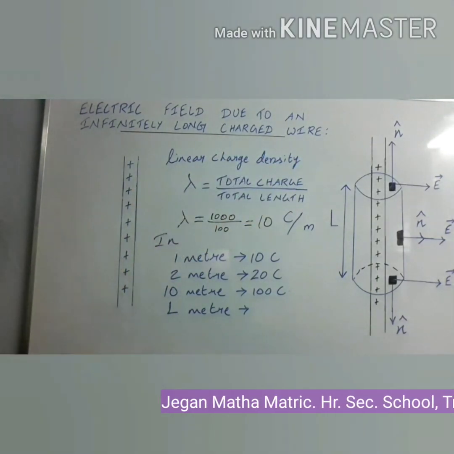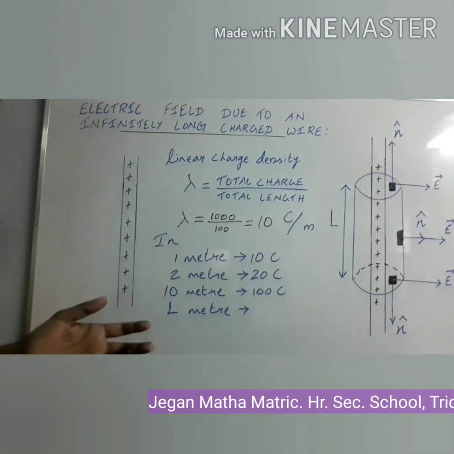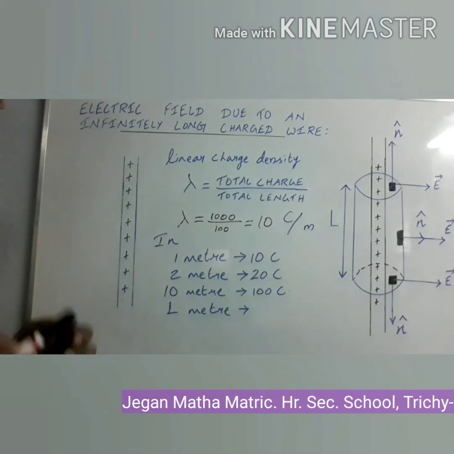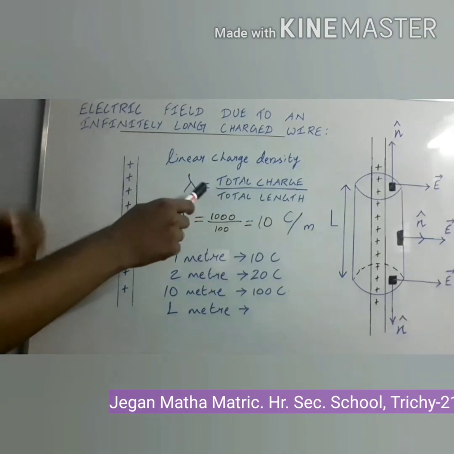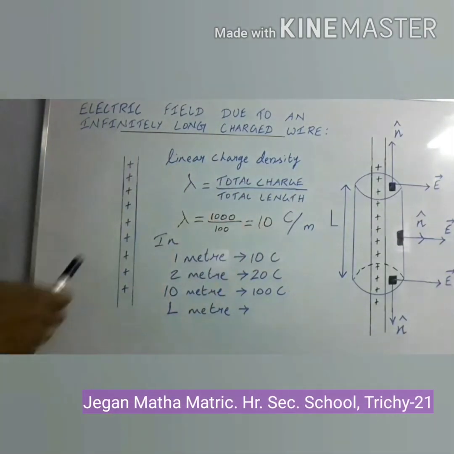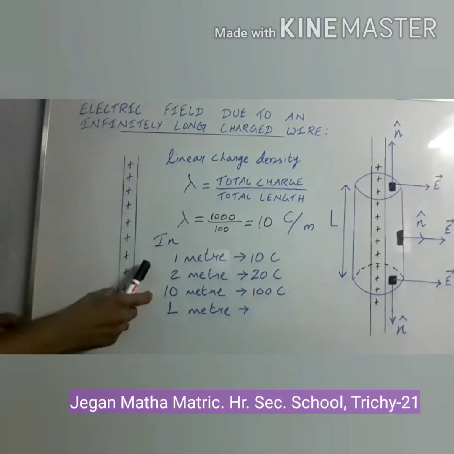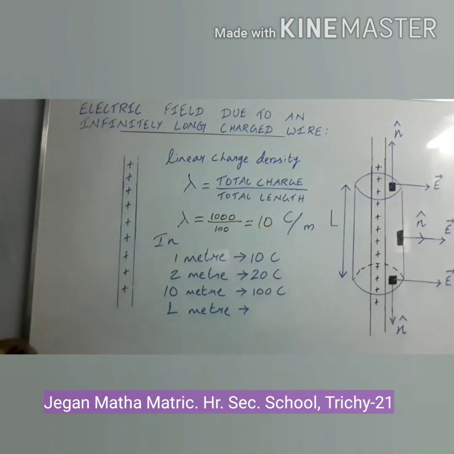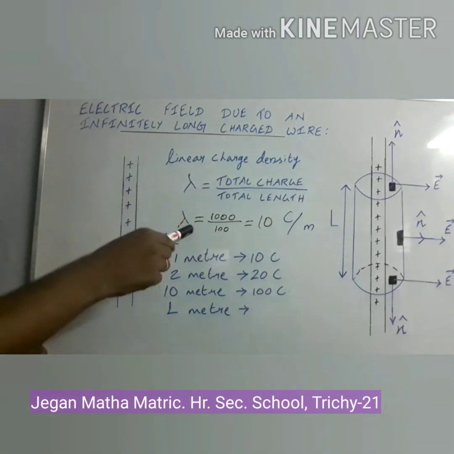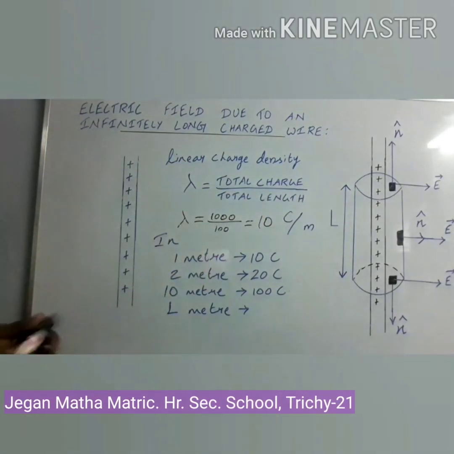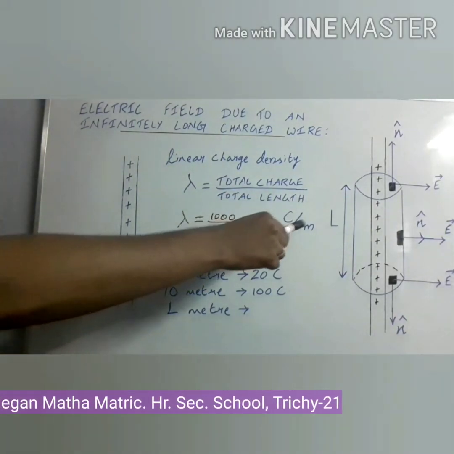So what do we mean by linear charge density? It is nothing but the amount of charge per unit length. How can we find the linear charge density? It's lambda. You divide the total charge by the total length. To understand this, let us assume this wire has 1000 charges and the total length of the wire is 100 meter. So lambda is equal to total charge, 1000, divided by total length, 100. That gives you 10 coulomb per meter.